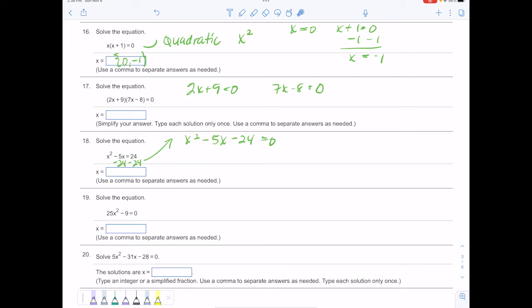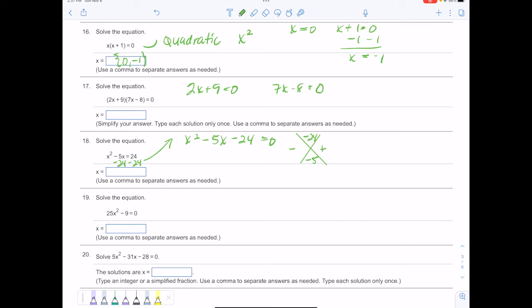This is missing an x. So you remember how to factor this? You're going to look for two numbers that multiply to give you a negative 24, but when you add them, it should give you a negative 5. And my signs are going to be a negative and a positive.